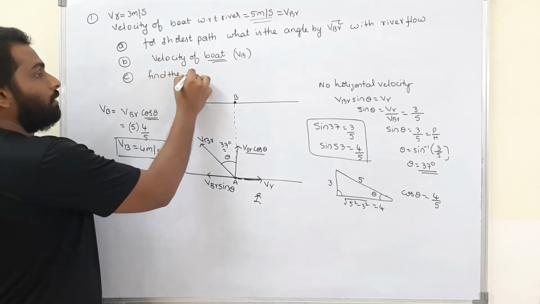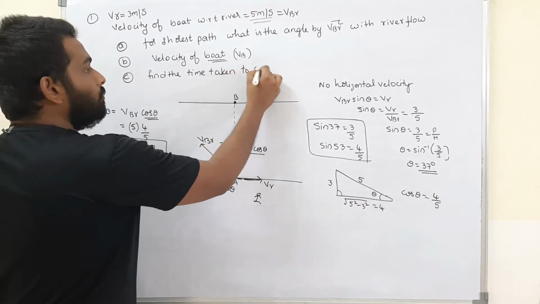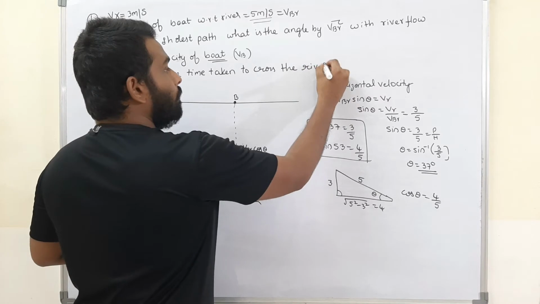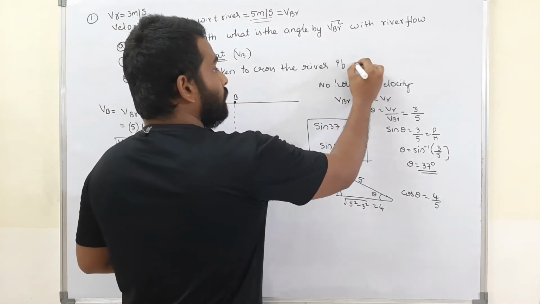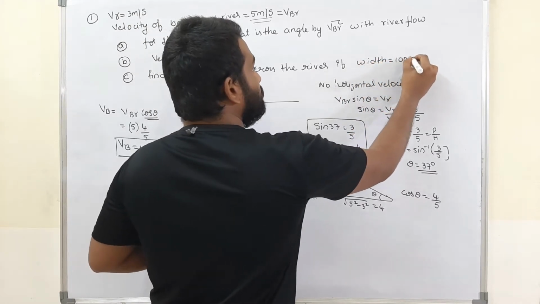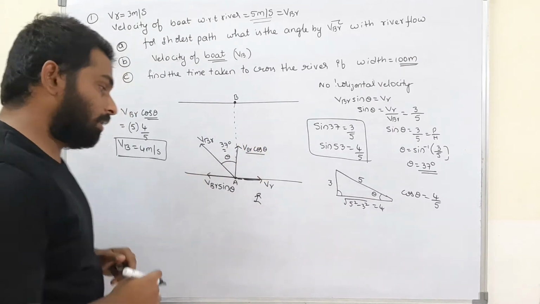Find the time taken to cross the river. Find the time taken to cross the river if the width of the river is 100 meters. Now, what is the time taken?